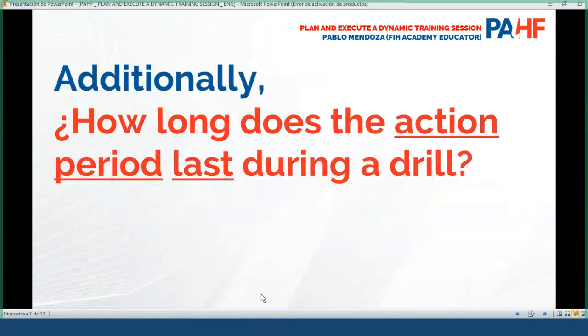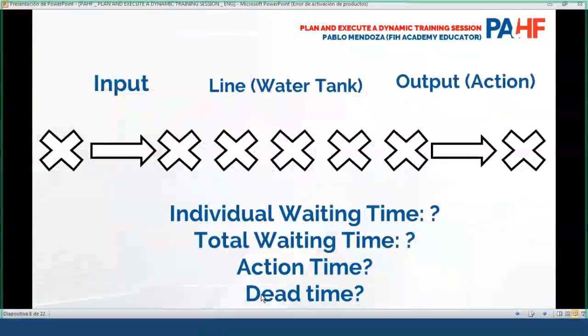Additionally, we're going to take into consideration how long the action period lasts during a drill. What I call the action period is executing the drill. I'm going to put in a simpler example. Let's say we're just doing a shooting exercise. It doesn't matter if it includes dribbling through cones, making 3D skills. It's just one line. Somebody collects a ball, takes a shot at goal, goes back to the line.